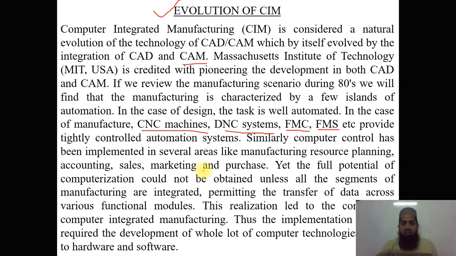by the use of computers. Yet the full potential of computerization could not be obtained unless all the segments of manufacturing are integrated, permitting the transfer of data across the various functional modules. This realization led to the concept of computer integrated manufacturing. Thus, the implementation of CIM required the development of a whole lot of computer technology related to hardware and software. So this is the evolution of how it started from one point and reached where it is today.